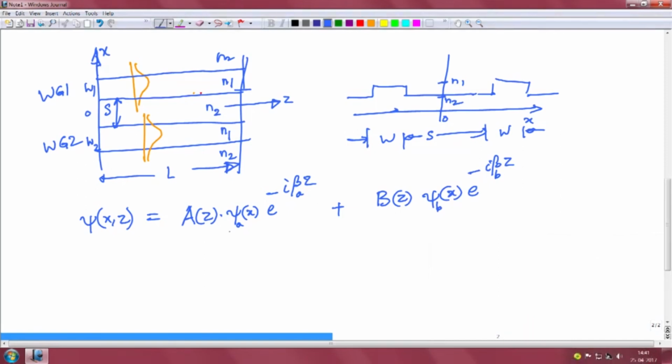Where psi A and psi B are the individual mode fields, and beta A and beta B are the corresponding propagation constants. So, the coefficients A of z and B of z are z dependent and represent the variation of the field and the exchange of power between the waveguides.